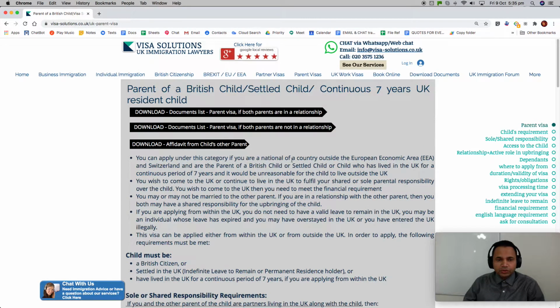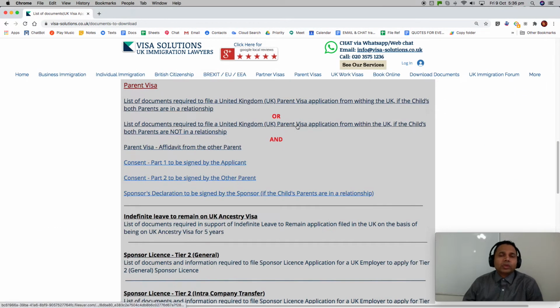Today I'm going to specifically focus on the list of documents. I'm going to talk about both lists, for parents where both parents are in a relationship. This is quite a common application route that we use for individuals who cannot qualify for the partner visa or the spouse visa because they don't meet the financial requirement. This is the common visa that we always use to switch onto, and this is the best visa option they have to regularize their stay in the UK.